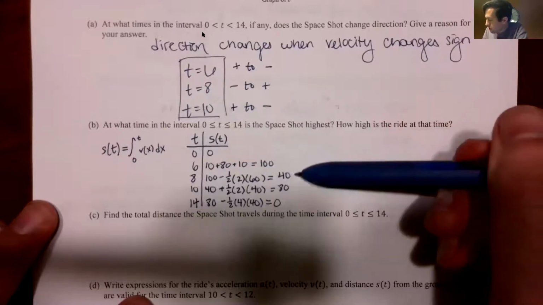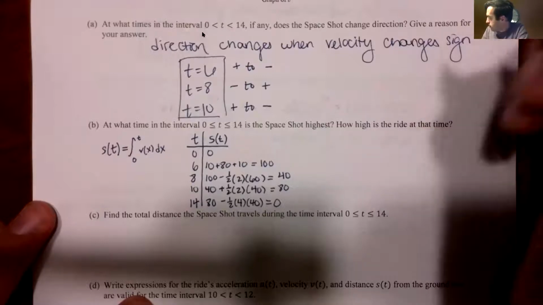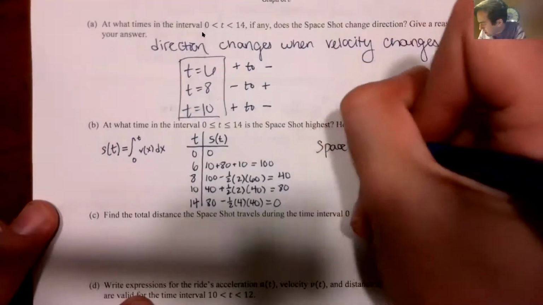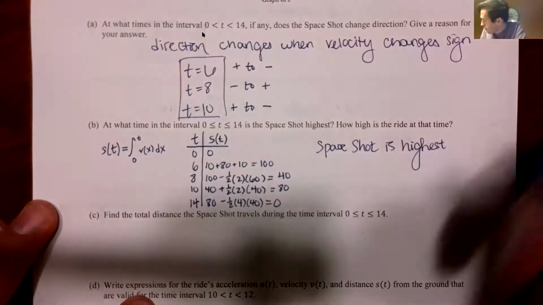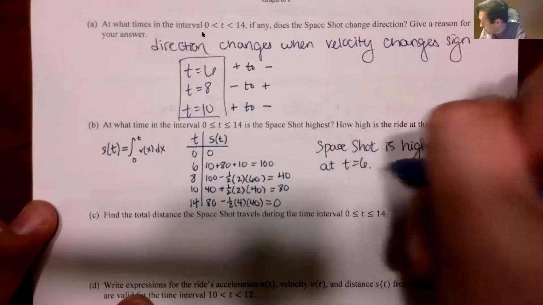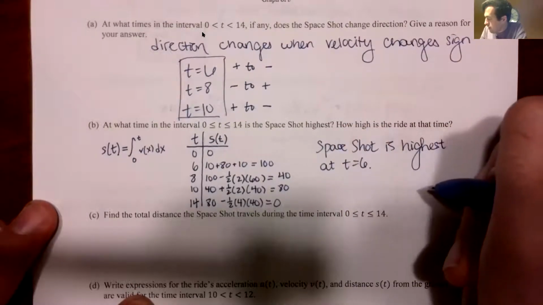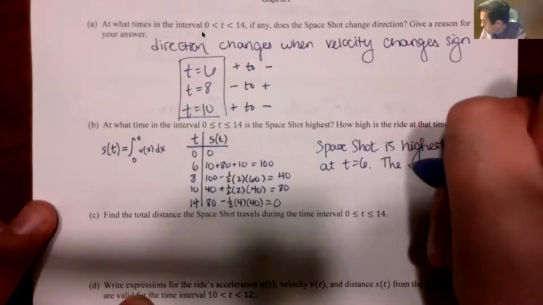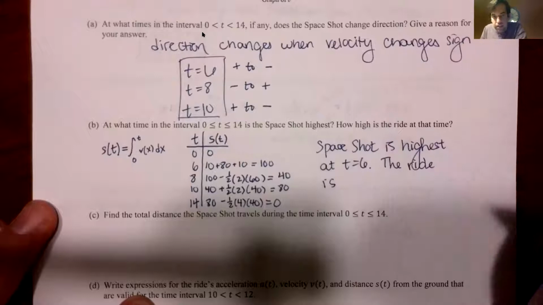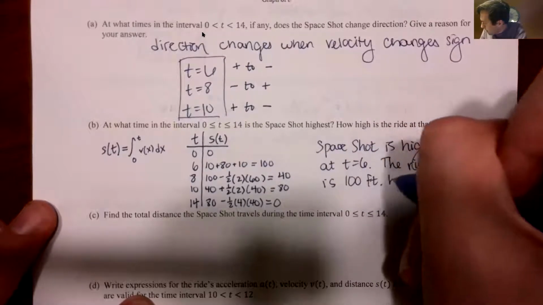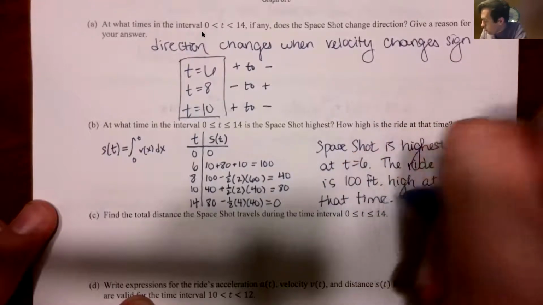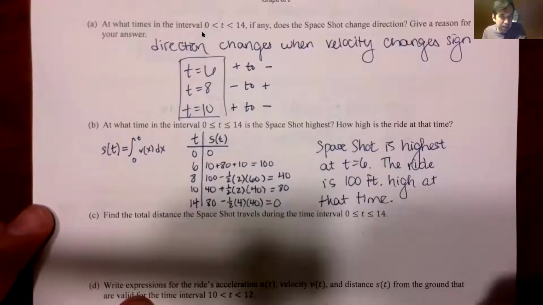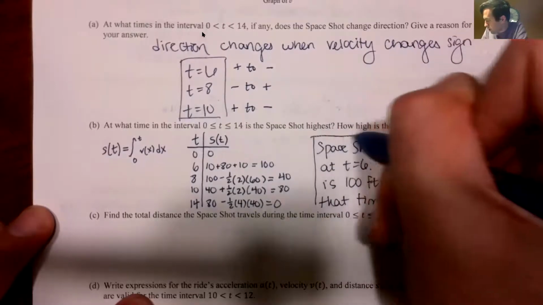So this is all of our positions, and you can see that the biggest one is right here. So the Space Shot is highest at t equals 6. And the question says, how high is the ride at that time? The ride is 100 feet high at that time. And performing a candidate's test is a valid explanation of why that is true. Okay, so we don't need to write any more explanation.